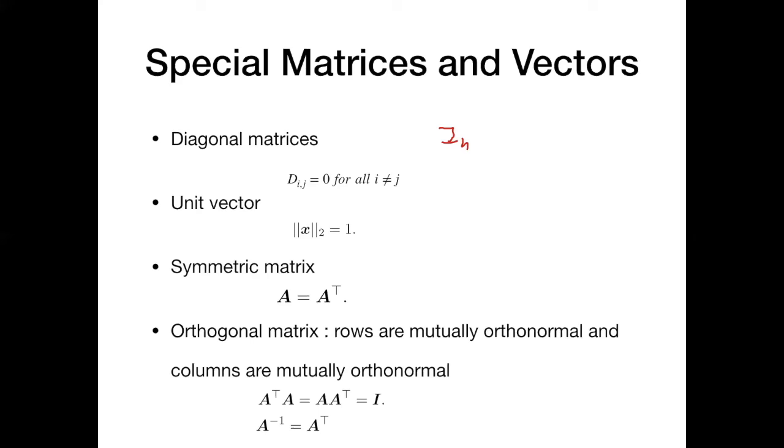So in an orthogonal matrix, all of the rows of the matrix are mutually orthonormal, and all the columns are mutually orthonormal too. This orthogonal matrix has a very interesting feature: its inverse is just its transpose. So it becomes very cheap to get the inversion of an orthogonal matrix. It's very interesting.